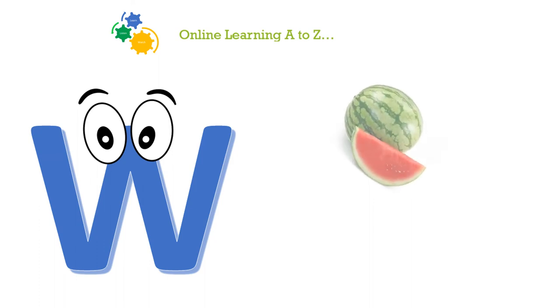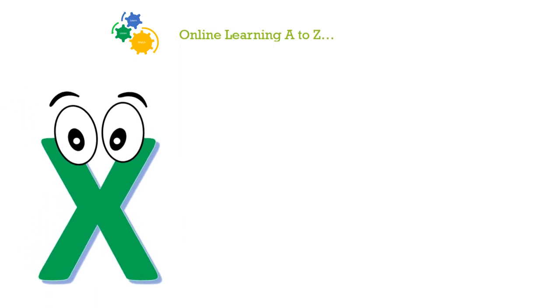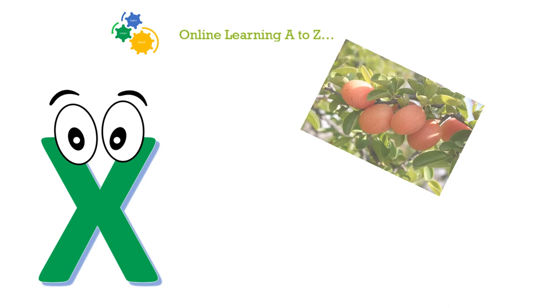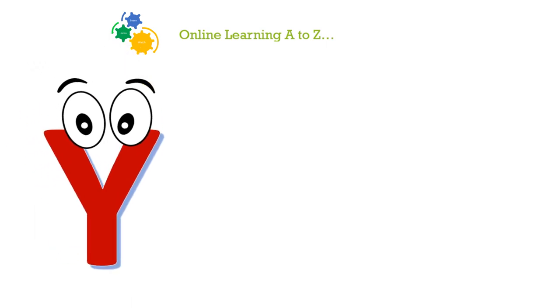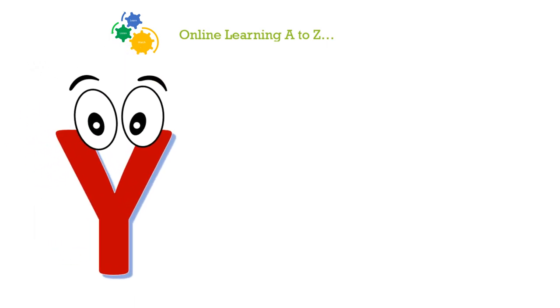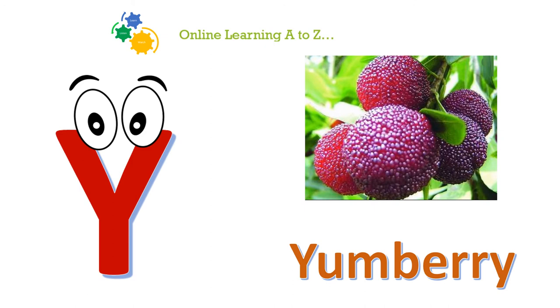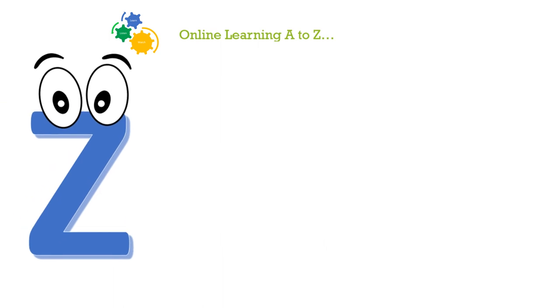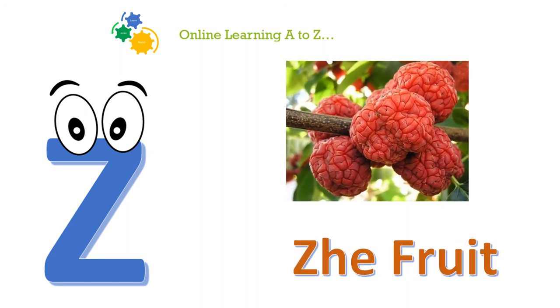W. W is for watermelon. W for watermelon. X. X is for Hymenia caffra. X for Hymenia caffra. Y. Y is for yum berry. Y for yum berry. Z. Z is for Z fruit. Z for Z fruit.